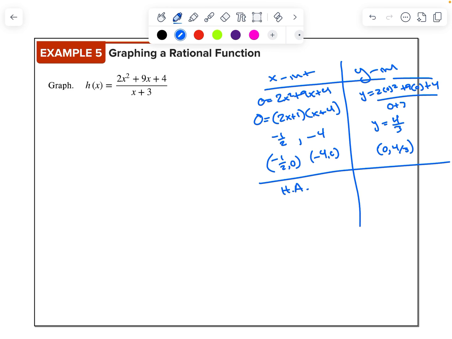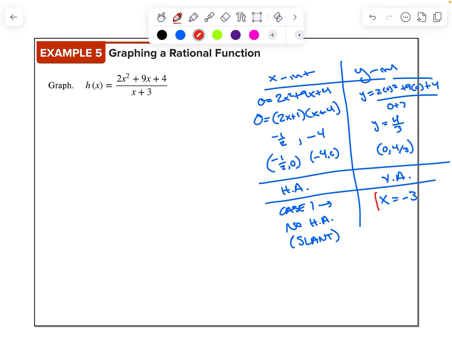My horizontal asymptotes. This looks like it's case 1, where there is no horizontal asymptote. In fact, I said earlier that it's a slant asymptote, but we're not going to find that. There is a way to find it, but we're not going to. Vertical asymptote, we're looking for what would make the bottom 0 that's not removable, and x equals -3 would make the bottom 0, and even if I factored the top, it would not be removed.